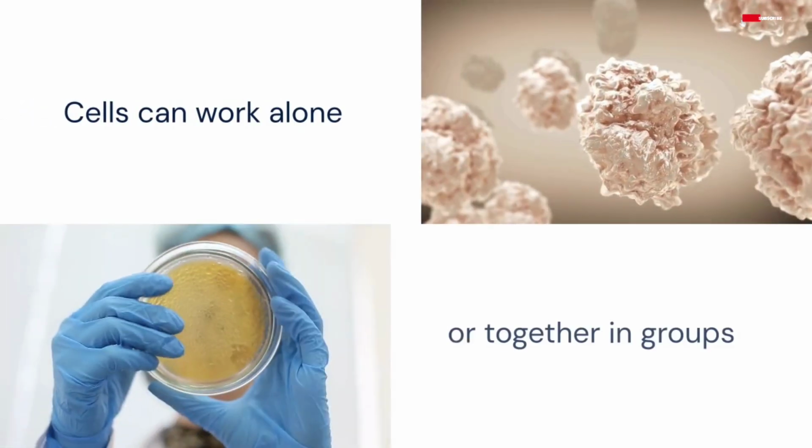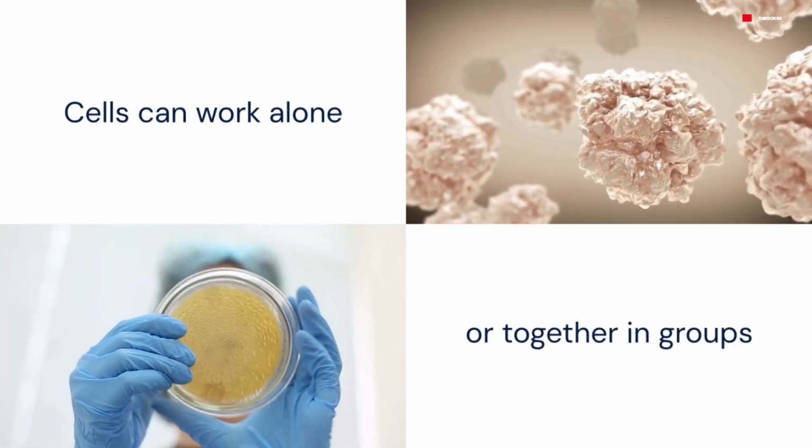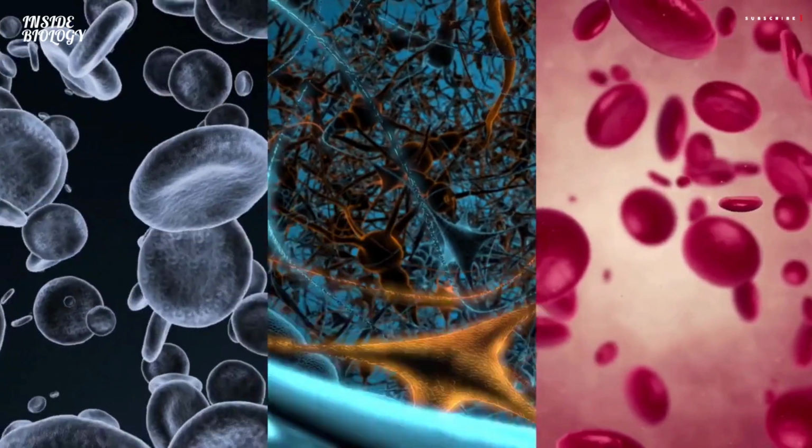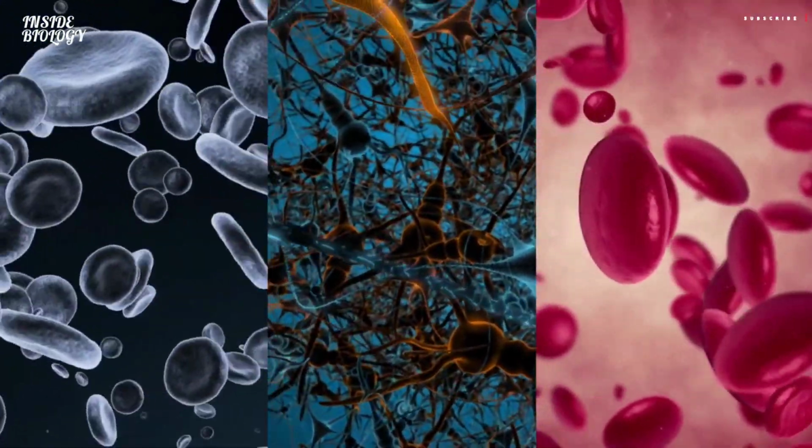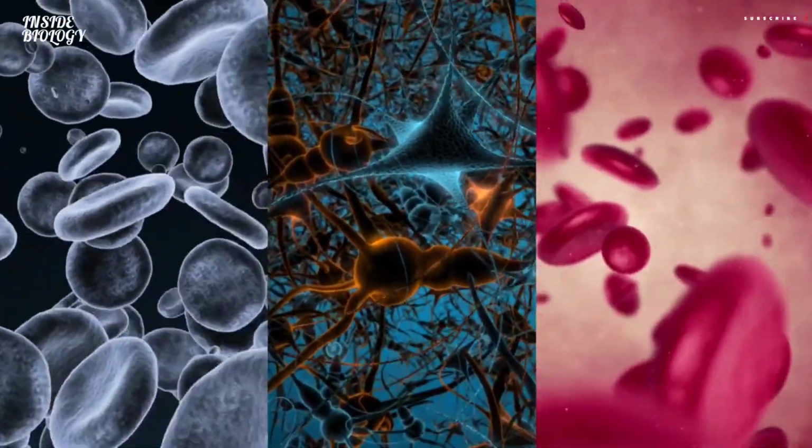Cells can work alone, like bacteria, or together in groups. Your body contains trillions of cells working as a team. Muscle cells, nerve cells, blood cells, each with a specific job.